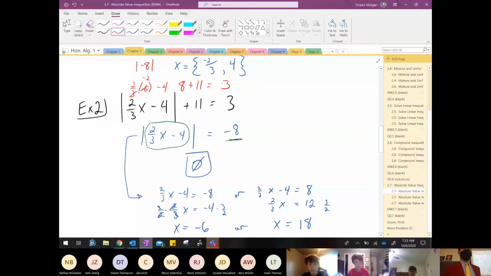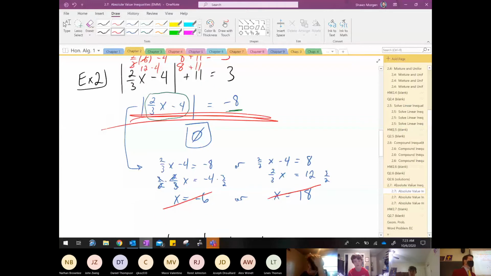18 divided by 3 is 6, times 2 is 12. 12 minus 4, again, is 8. 8 plus 11 is not 3. So these are bogus answers. And if you had gotten those answers, you just simply forgot that absolute value is non-negative.